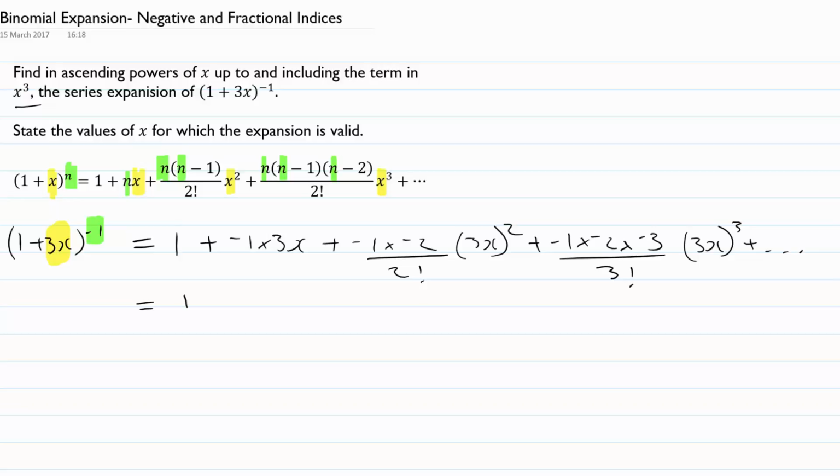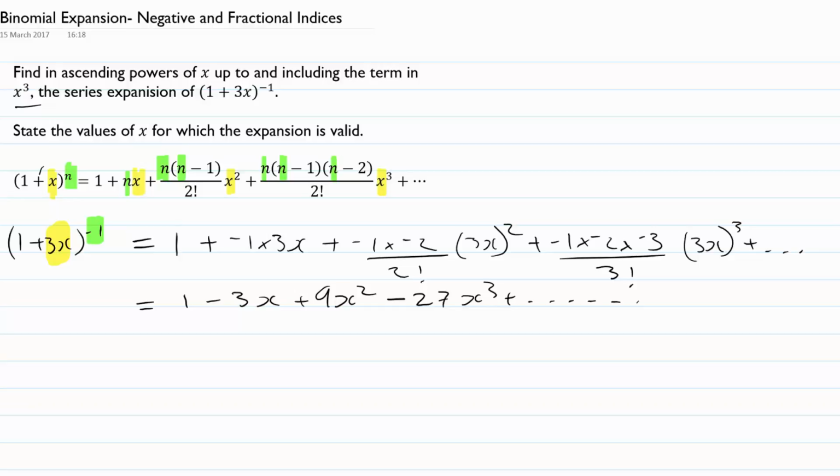So we get 1 minus 3x. Minus 1 times minus 2 is 2, 2 factorial is 2, so this is just going to cancel out to be 1. 3 squared is 9, so we get 9x squared. Now we've got minus 1 times minus 2 times minus 3, that's going to give us minus 6, over 3 factorial, which is 6. So that will give us a minus sign. 3 cubed is 27, x to the power of 3. And that's our expansion.